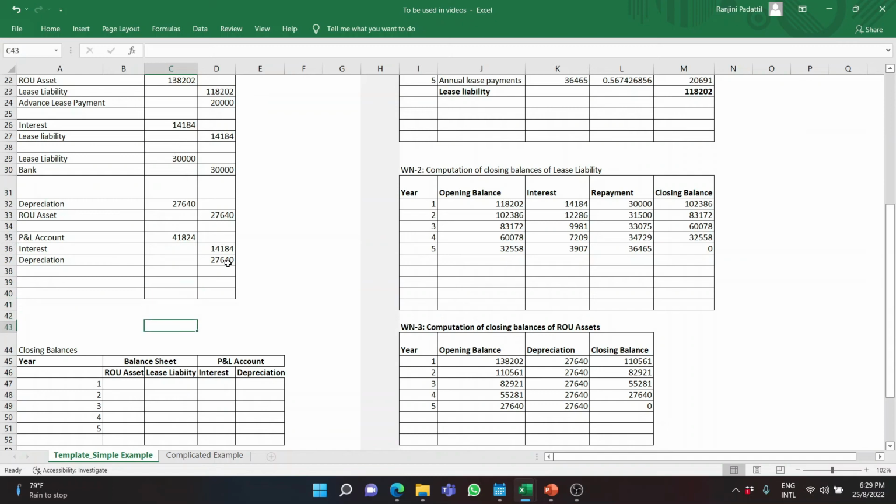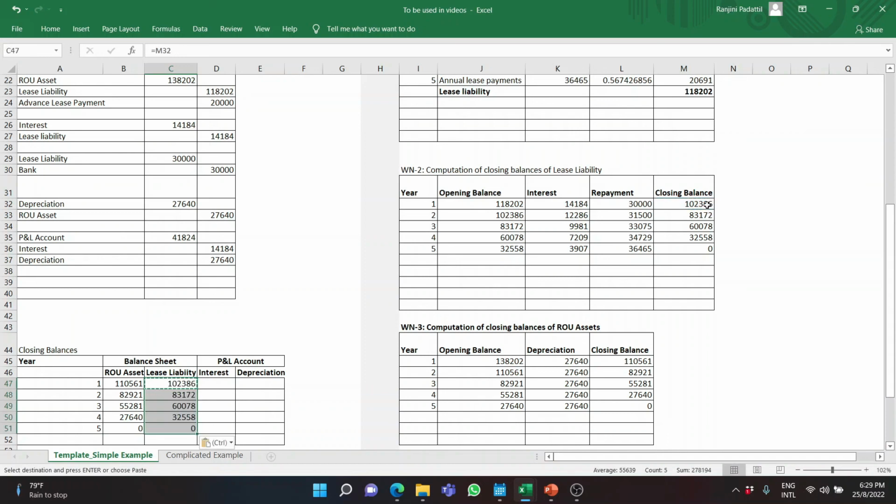Alright, we come to the next part of the solution where we are giving the closing balances in the balance sheet and the amounts that should come in the P&L account. Under ROU asset, the closing balance for the first year, we've already calculated it here. It's copying from your working note 3. Lease liability, again, the closing balances we have calculated in working note 2. It's from here.